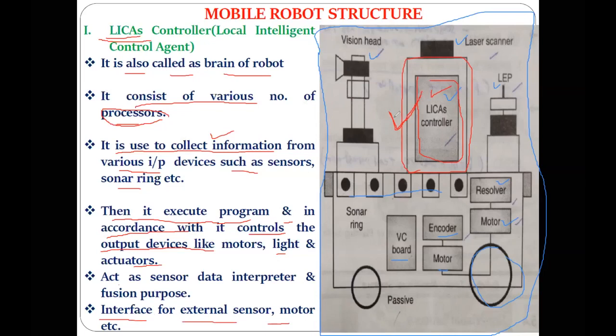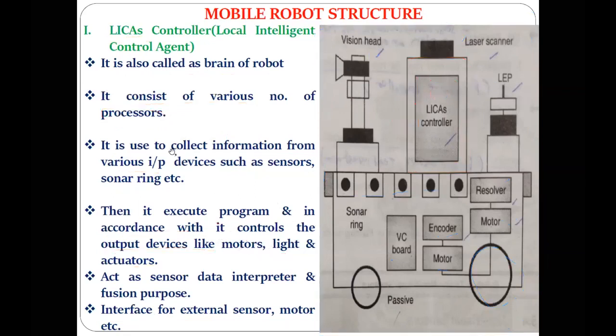So this is the main component of the structure, or architecture, of the robot, where its function is to accept the information, process the information, and according to that, the action is performed by the other output devices. So this is the first component. Understood this one?